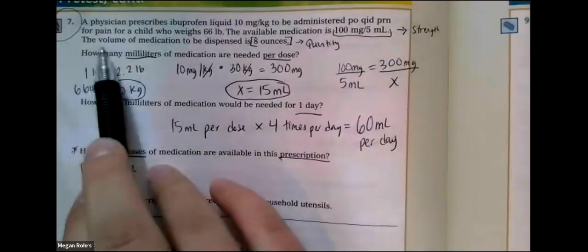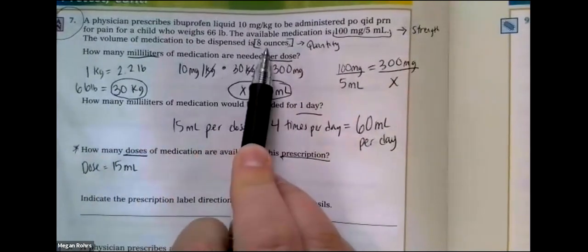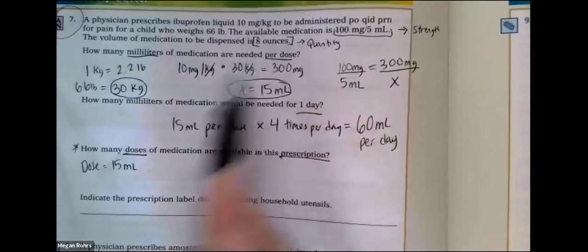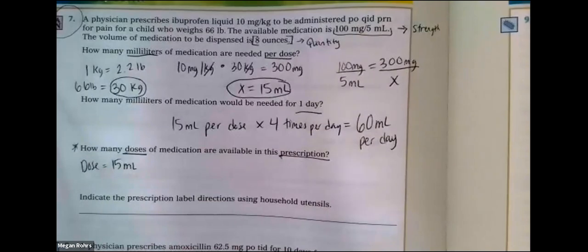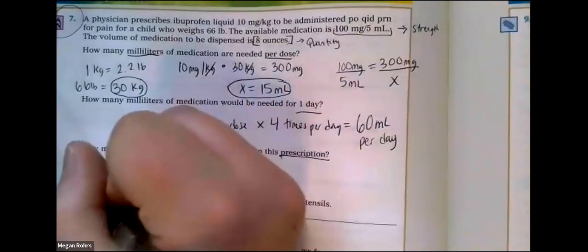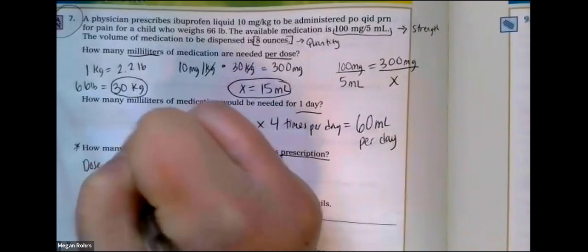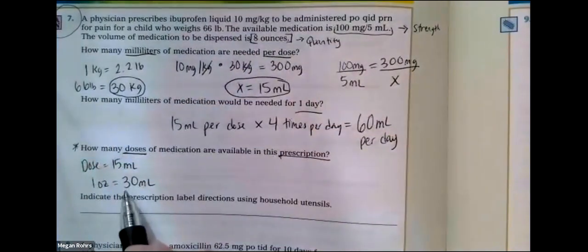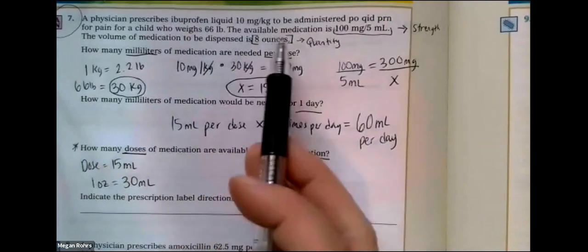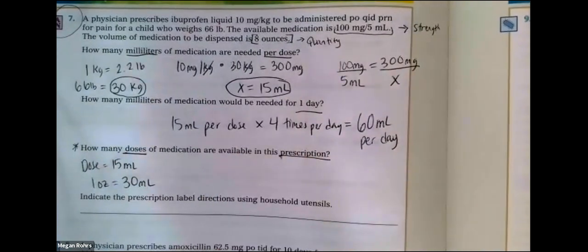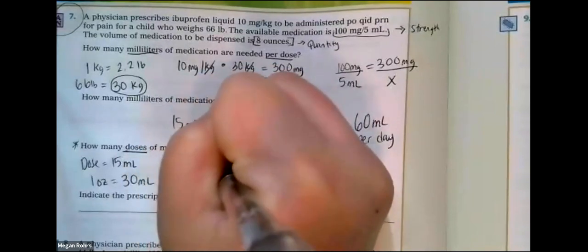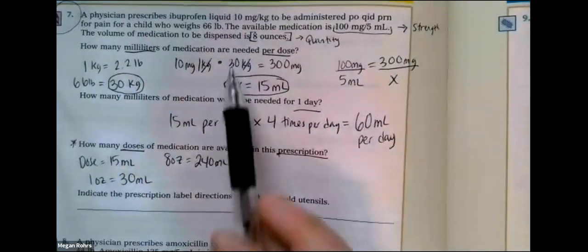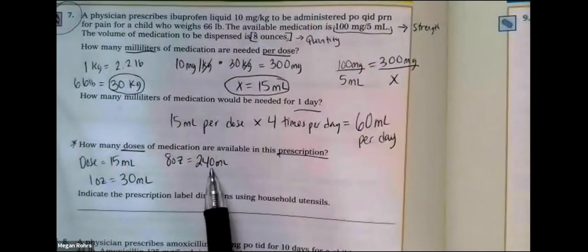Now, it says the volume of medication to be dispensed is 8 ounces. Well, this is in ounces, our dose is in mils. So we're going to need to first convert this 8 ounces into milliliters. So by now you should know that 1 ounce is 30 milliliters. And from there, we can figure out how many milliliters are in 8 ounces. Well, 8 times 30, if you plug that in your calculator, is 240. So 8 ounces is 240 milliliters. So that is how much we're giving them in total.